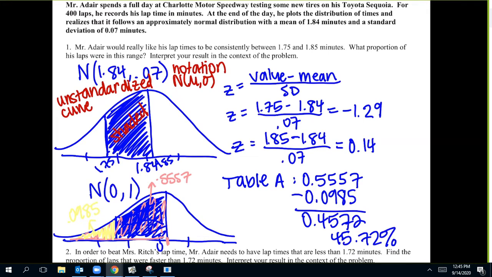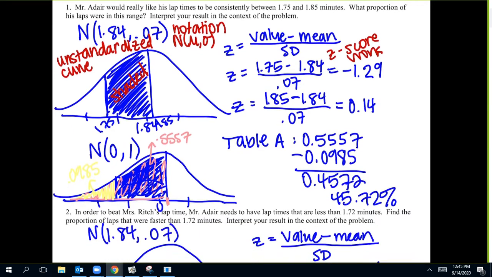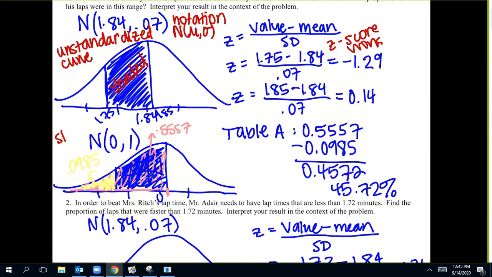And then we also want you to have your z-score work. That's what I'm going to label over here. Then we call this other picture the standardized curve, which we also want labeled with notation, which is always N(0, 1), because the standardized curve is the curve that represents the z-scores. Once you find your 2 z-scores for this problem, you can put them on that curve quickly. And that is what we use when we use table A.